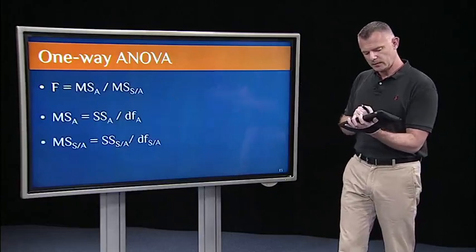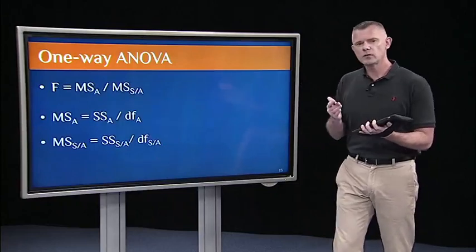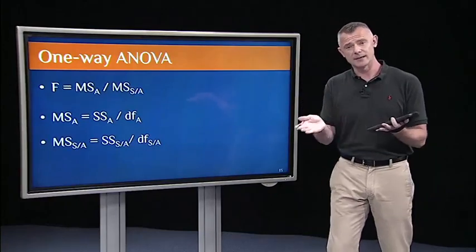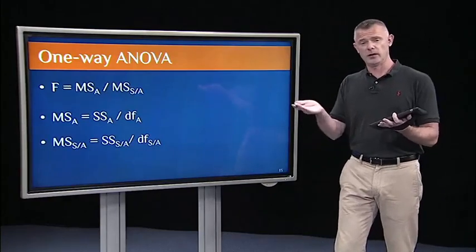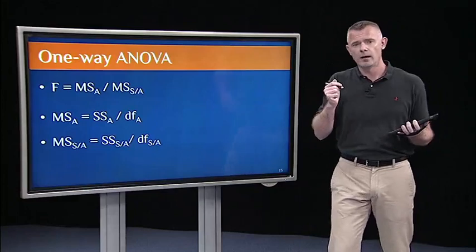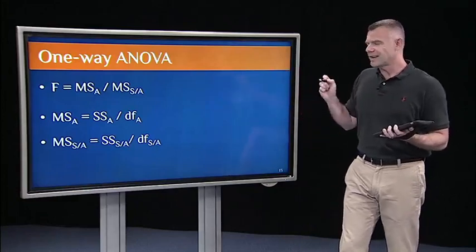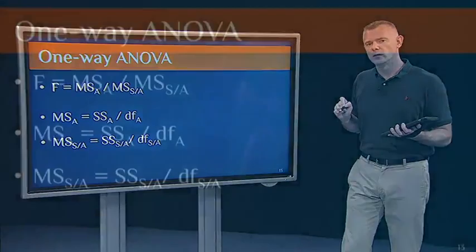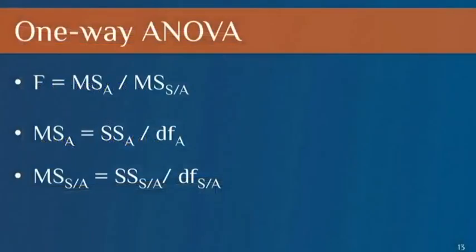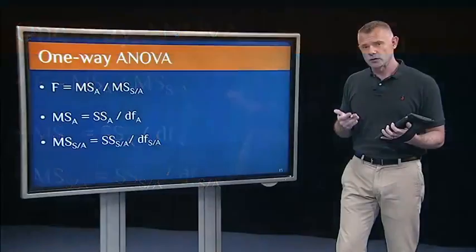So let's take that F ratio, mean squares sub A, where A is the independent variable, it's the manipulation. So in this example, it's number of training sessions. And mean squares S within A is the way to read that error term. So it's subjects within groups. It's the within groups variance. That's the F ratio.